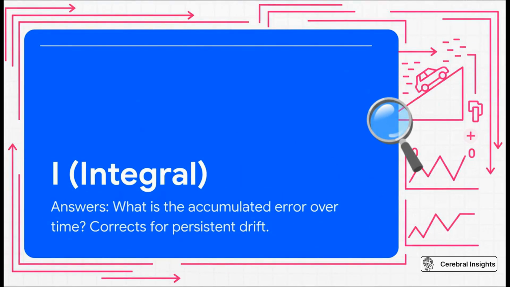Okay, next up is I for integral. This is the component that has a memory. It asks, what has the error been like over time? Let's go back to the car. Imagine you're driving up a long, steep hill. The proportional control might give it a good push, but the constant drag from gravity might mean you're always stuck going just a little bit slower than your target. The integral term is what notices this. It sees that persistent error, it adds it up over time, and it says, hey, we need a little more juice here, and it adds just enough power to get you over the hump. It's what gets rid of that slow, steady drift.